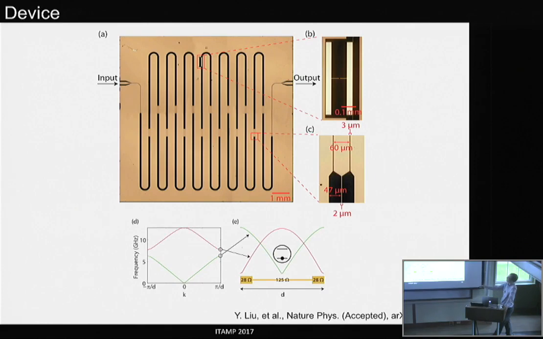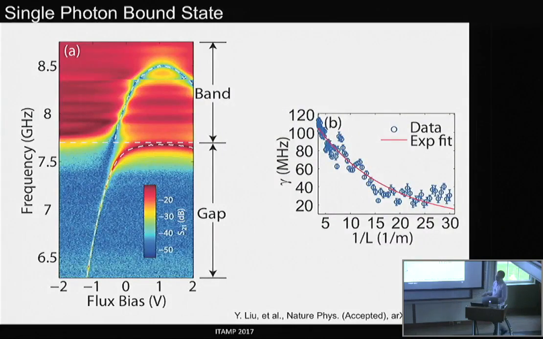And if you put a qubit in the middle, you can get it to couple to one band or the other. And in this case, we make a qubit that couples to the upper band of this system. So now we can use our local magnetic field to tune the qubit into and out of resonance, into and out of the passband of the system. So here blue is low transmission and red is high transmission.